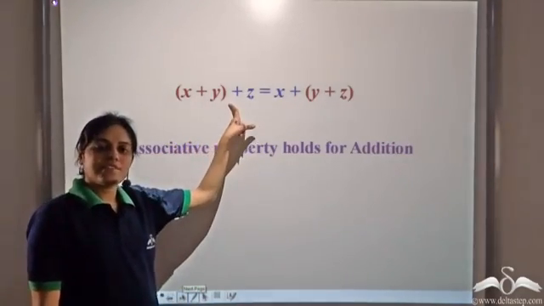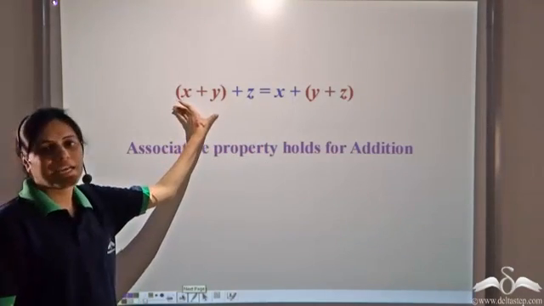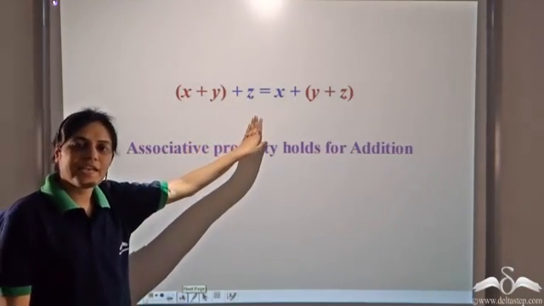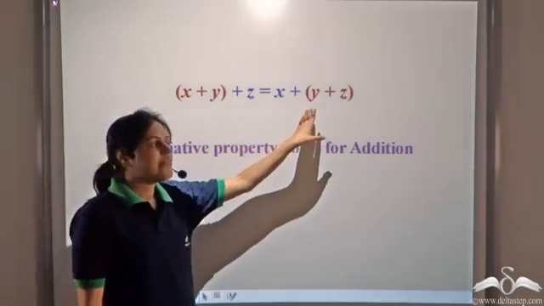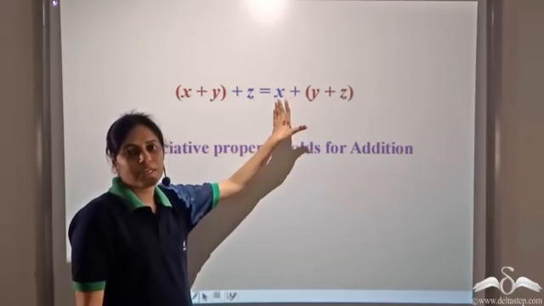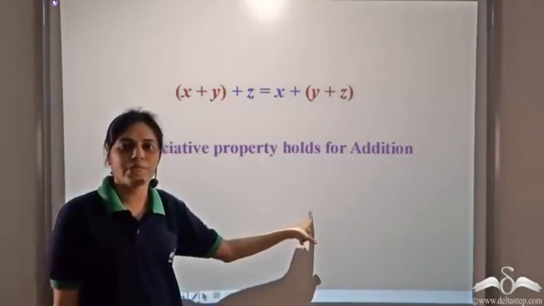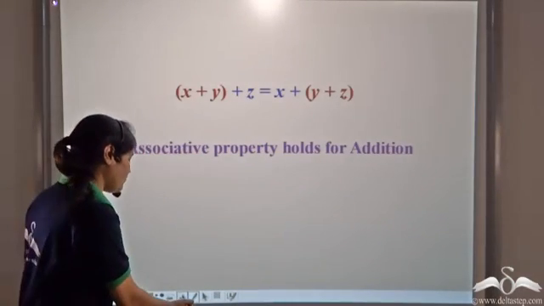Similar is the case in algebra. x plus y plus z. So whether we add x plus y first and then add z to it, or whether we add y and z first and then add x to it, it does not make a difference. And we can say that associative property holds for addition.